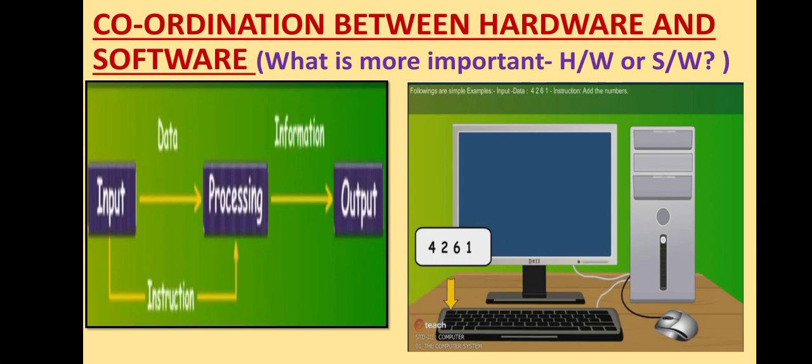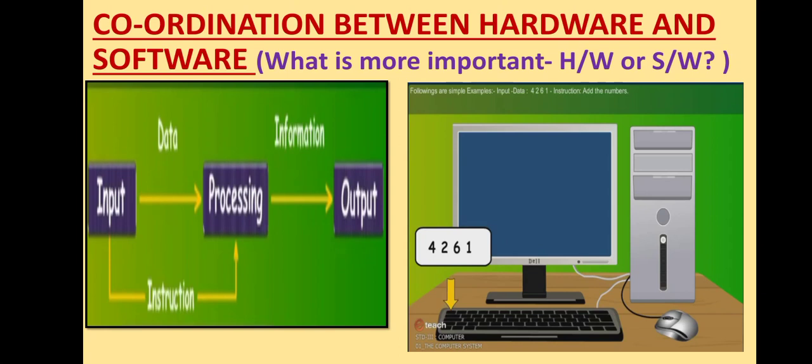Sometimes students ask me a question: what is more important, hardware or software? Hardware and software both are equally important, and no one is more important than the other. When hardware and software work in coordination, then only we can do some meaningful work in the computer.